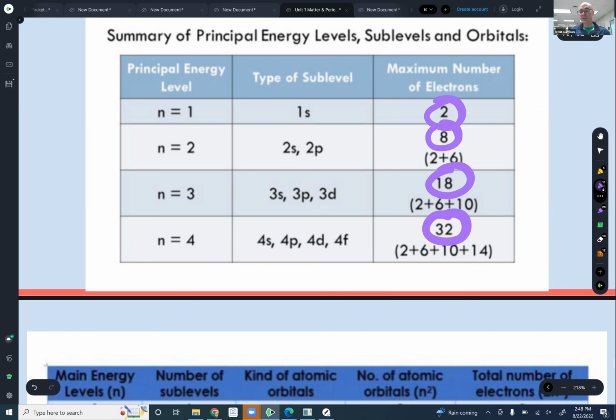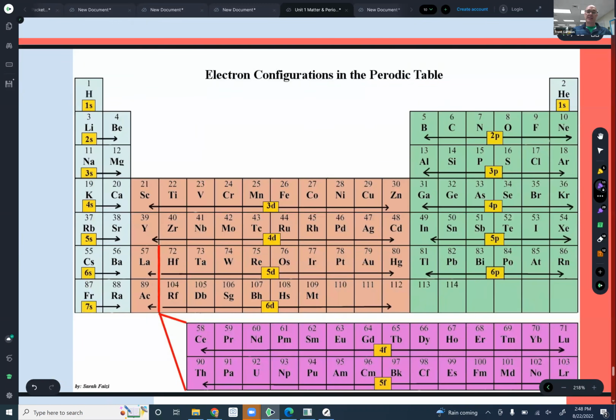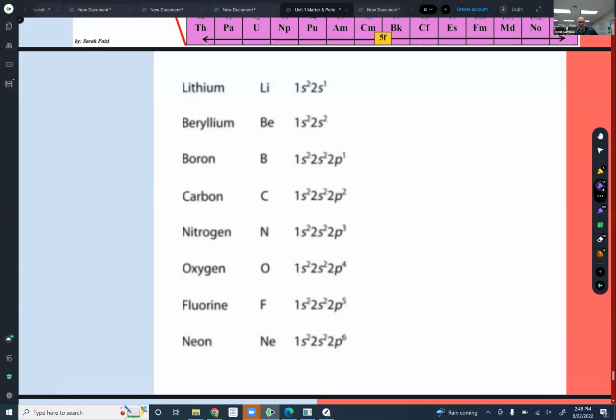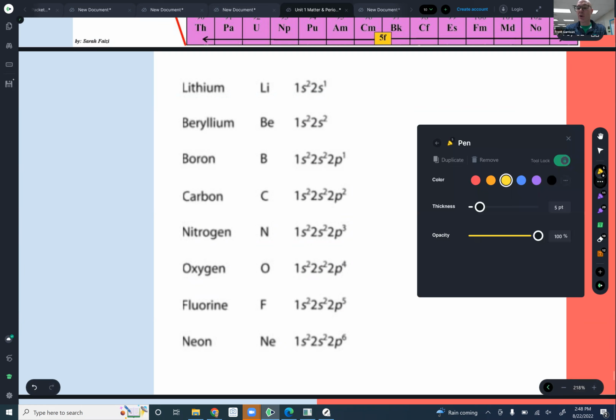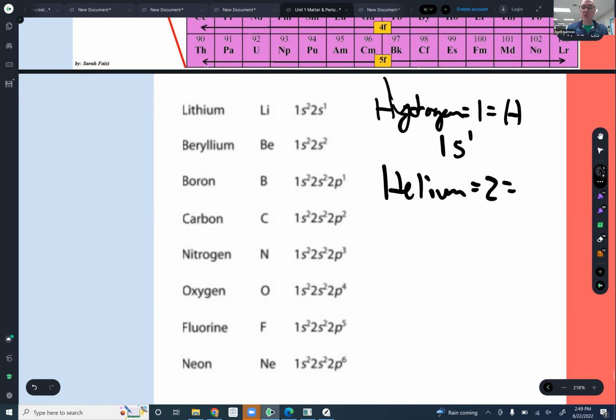All right, we are ready to start trying to practice this. So let's see what we can do now. Here we have lithium through neon. These are elements 3 through 10. The only ones that are missing on this example are hydrogen and helium. So I can write that out. Hydrogen is element number 1, its symbol is H, and it's 1s1. Helium, element number 2, its symbol is He, and it is 1s2.